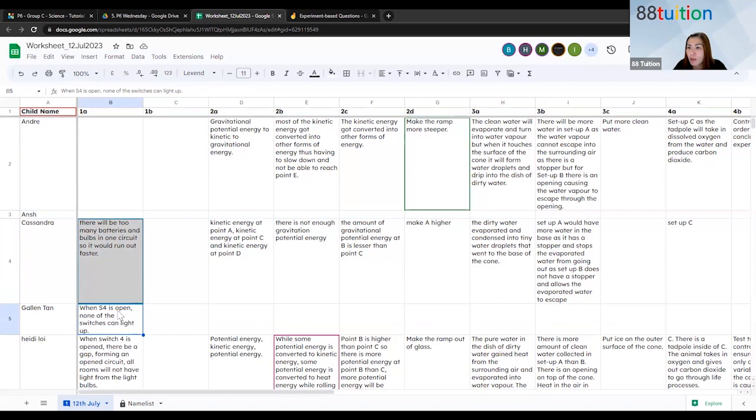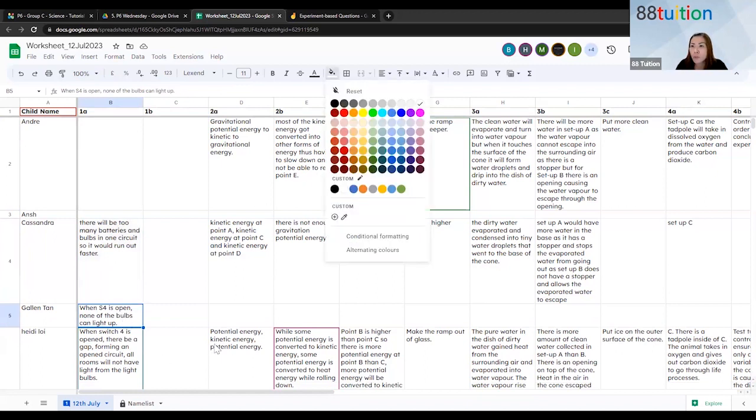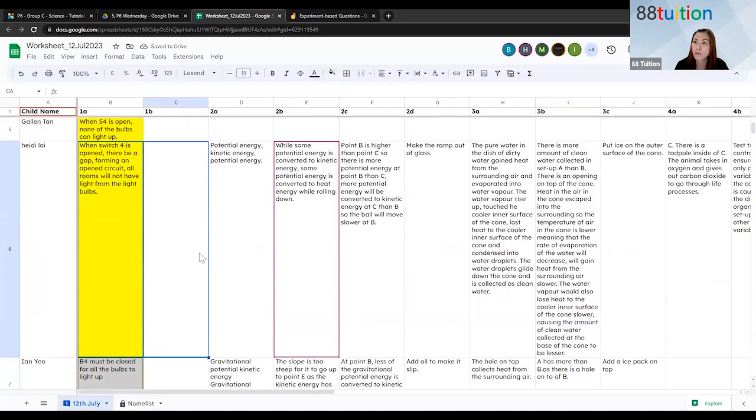Galen says, when S4 is open, none of the switches can light up. Not switches. Bulbs. Okay, great. So at least you changed it. Good. When switch 4 is open, there is a gap. There's an open circuit. All rooms will not have light from the light bulb. Acceptable. I wouldn't say it's the best answer or the best way of writing, but good enough.